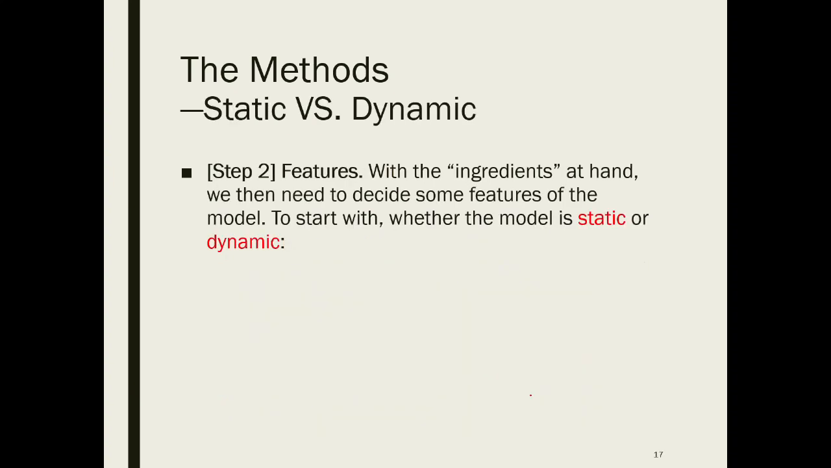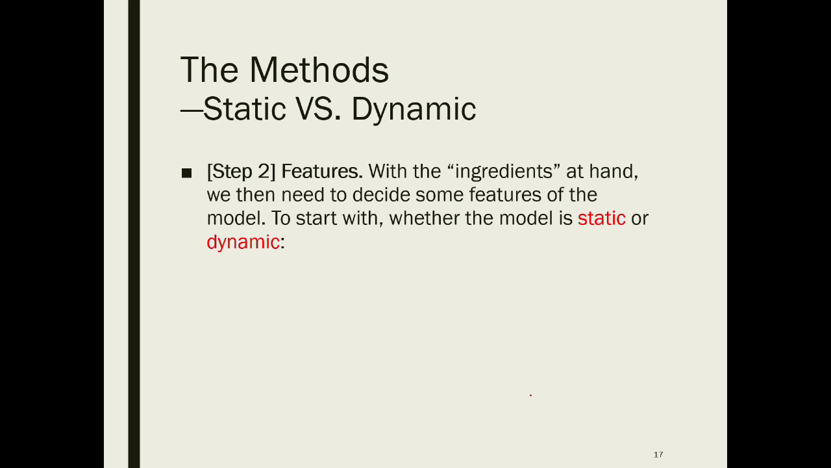The second step of building a model is to decide the features of the model. After determining which variables to include, you must determine if the model is a static one or a dynamic one. Well, again, let's go back to our big picture. The question determines the method.